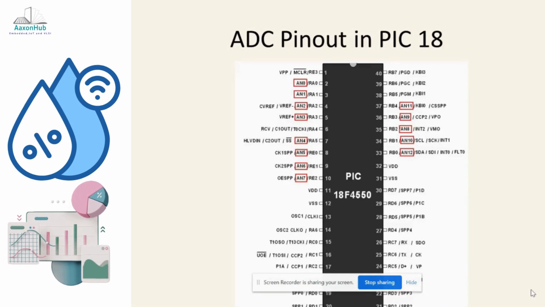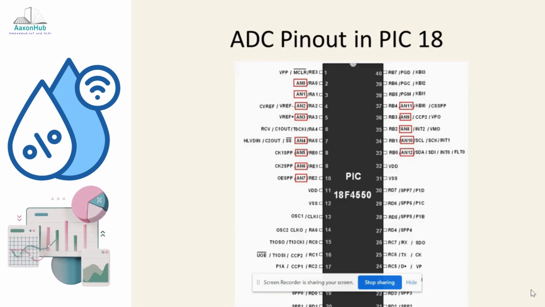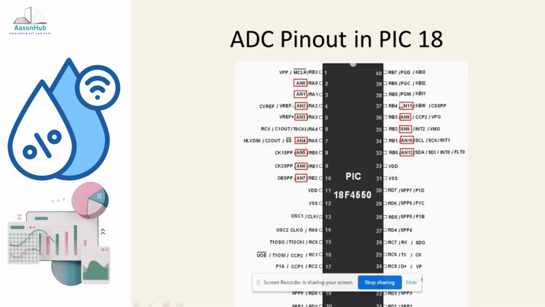Now this is the pin out for PIC18. If you carefully observe this pin diagram, in the PIC18 architecture every pin is multi-function, so all the 13 channels which are highlighted in red are nothing but the ADC channels.